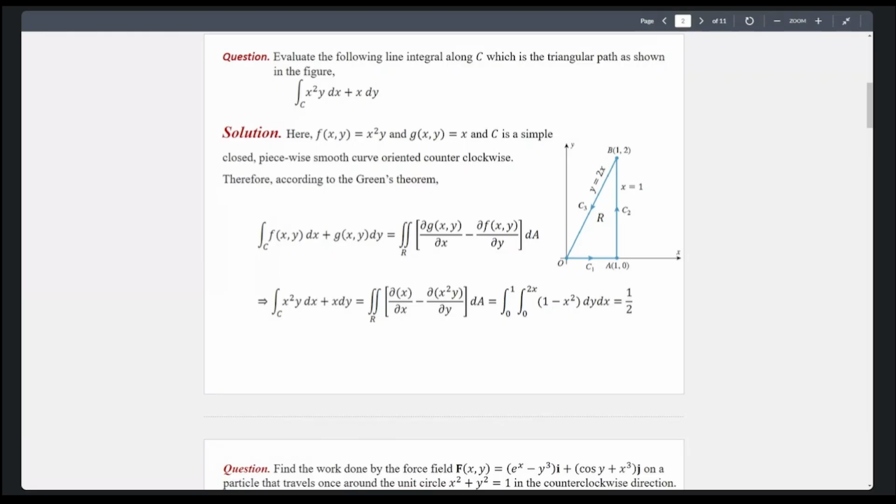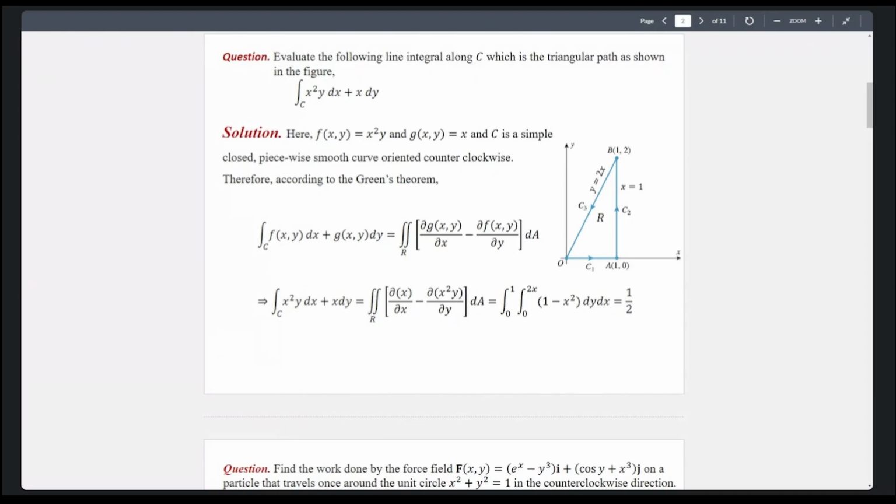So now within this triangular region, y is varying from 0 to 2x, and x is varying from 0 to 1. Once you complete this double integration formula, from Green's theorem we get del g del x minus del f del y.